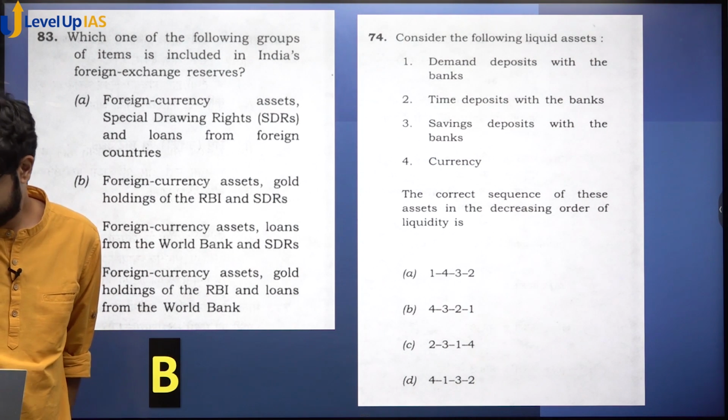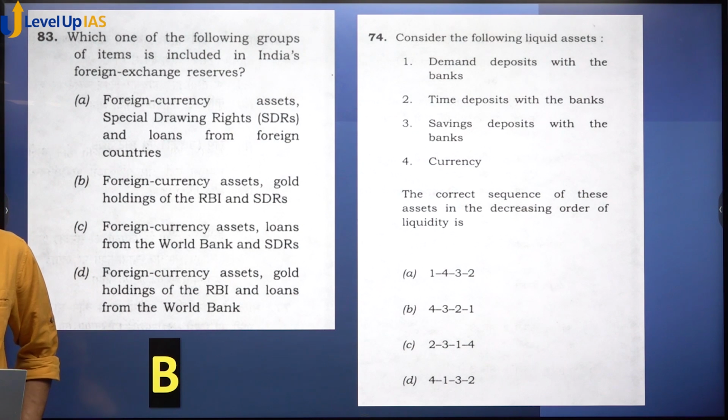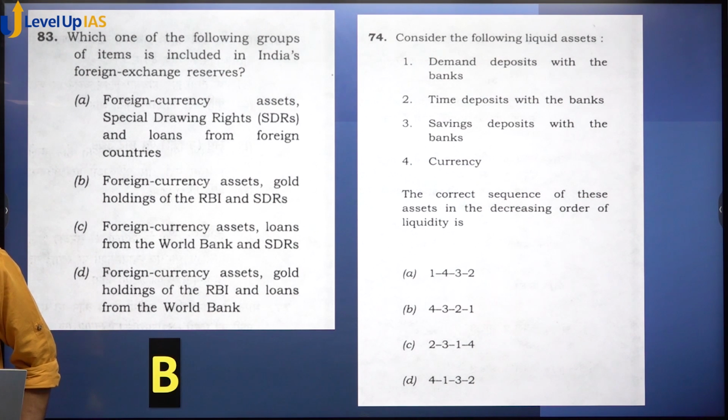What is next? Correct sequence of these assets in the decreasing order of liquidity. Decreasing means maximum should come upper and then minimum. So which has the maximum liquidity? Currency. So that leaves us with two options, B and D. Two have gone.